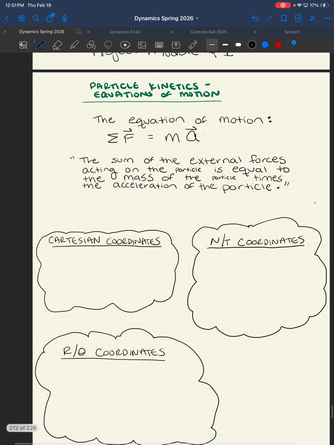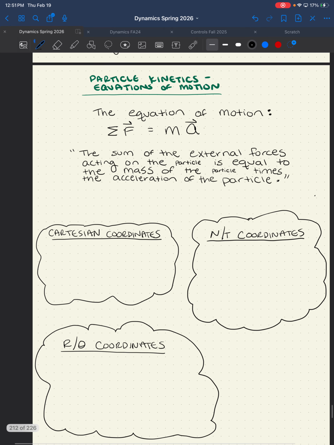Okay, so we are going to interpret this equation according to each of the coordinate systems that we have covered so far. Okay, so we're going to have a Cartesian version of these equations. We're going to have a normal tangential version of these equations, and an r theta version of these equations. And it should be fairly straightforward.